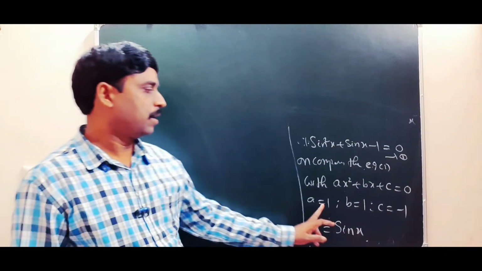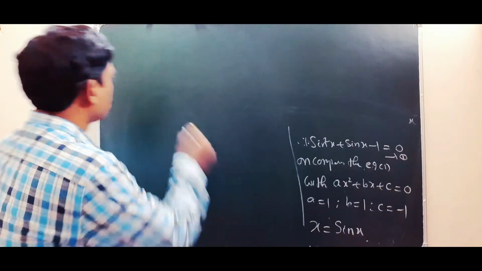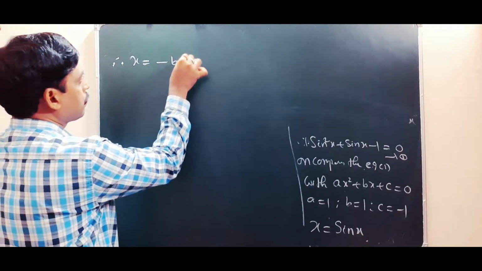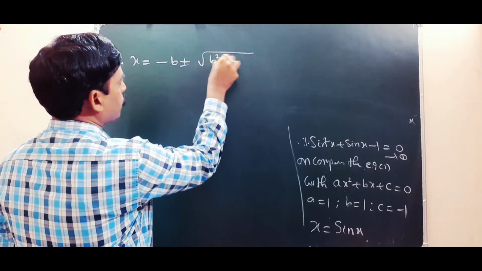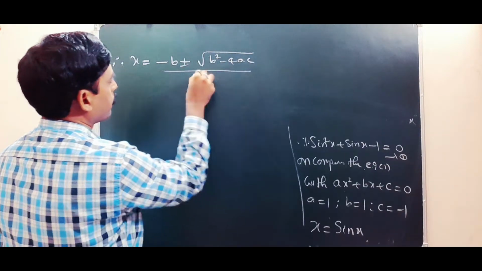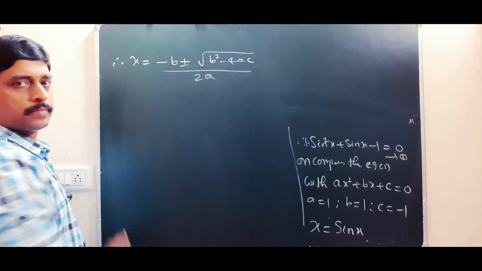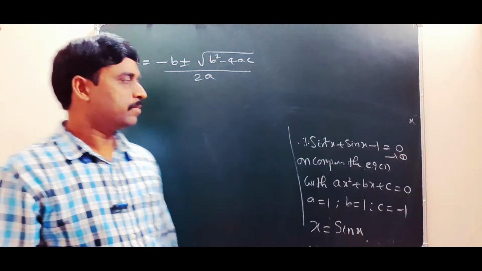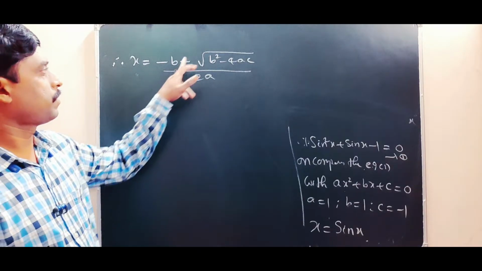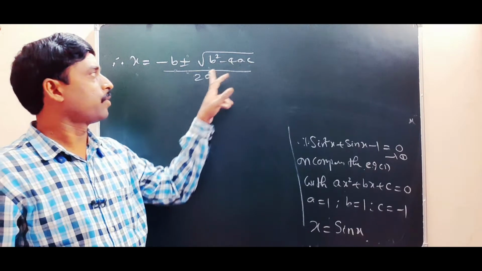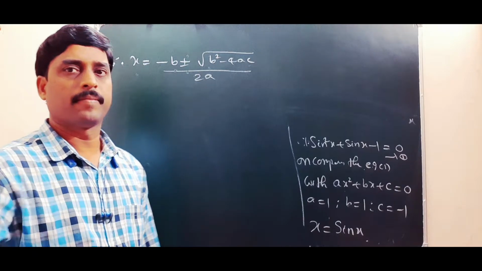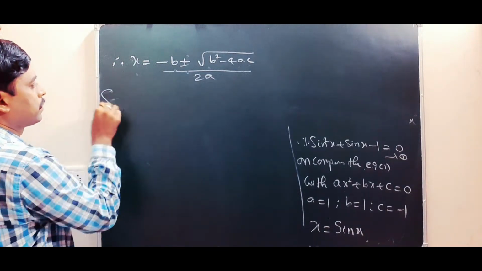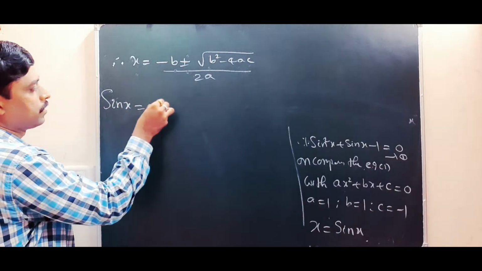Okay, we have a, b, c values and x value. The x formula: x is equal to minus b plus or minus square root of b square minus 4ac by 2a. The roots of the quadratic equation, x is equal to minus b plus or minus root over b square minus 4ac by 2a. Okay, right, x is where, in the explanation we should write sin x.